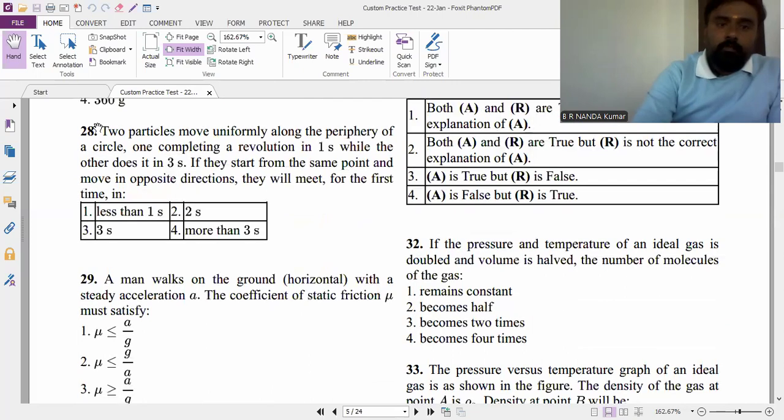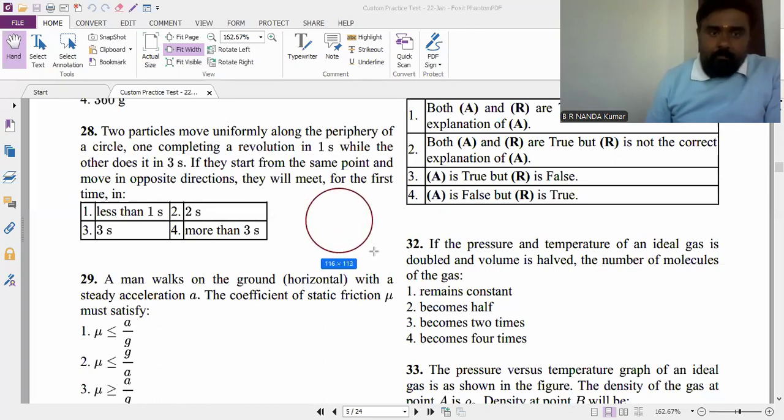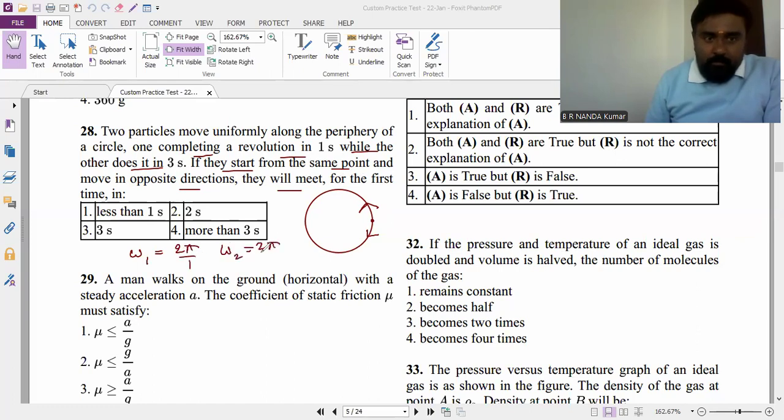Two particles move uniformly along the periphery of a circle. One completes a revolution in 1 second while the other does it in 3 seconds. If they start from the same point and move in opposite directions, they will meet for the first time after. So here the first particle's angular velocity is 2 pi by 1. The second particle's angular velocity is 2 pi by 3.